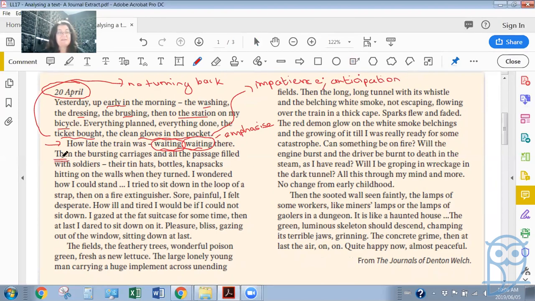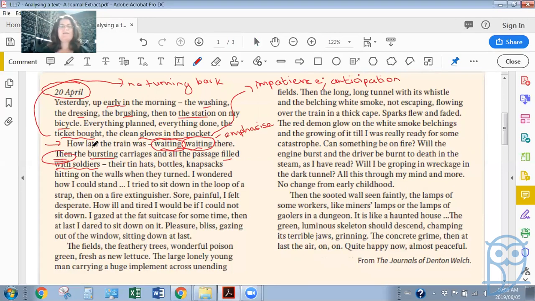Then something happens. Then the bursting carriages, so they're full. The bursting carriages, they get filled up very quickly. The bursting carriages and all the passage filled with soldiers. Now we are given more context. Perhaps this then makes more sense, because soldiers are generally very prepared, very organized, very methodical. They get things done. And what has this person done? The washing, the dressing, the brushing, station, clean gloves, everything. Good, organized. Sort of like a military mindset going on there.